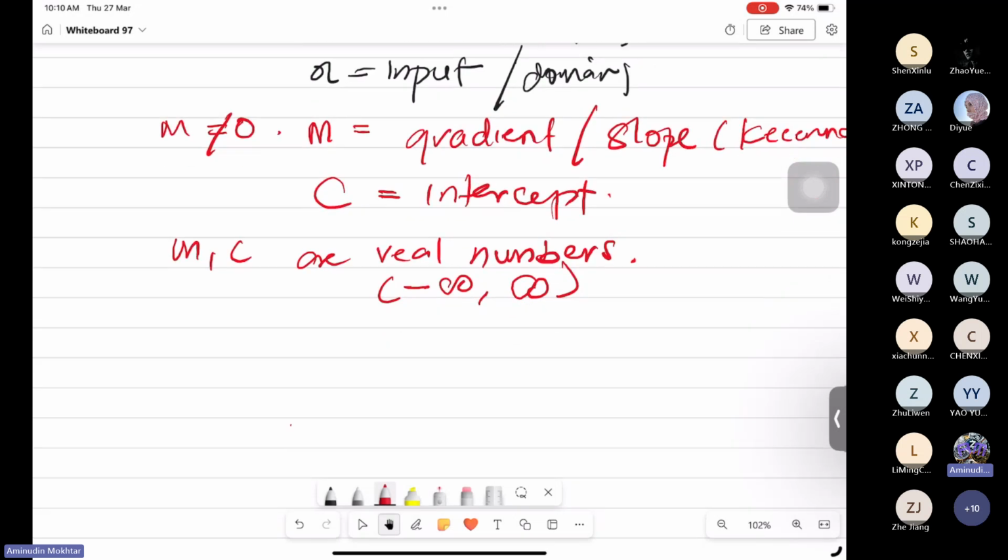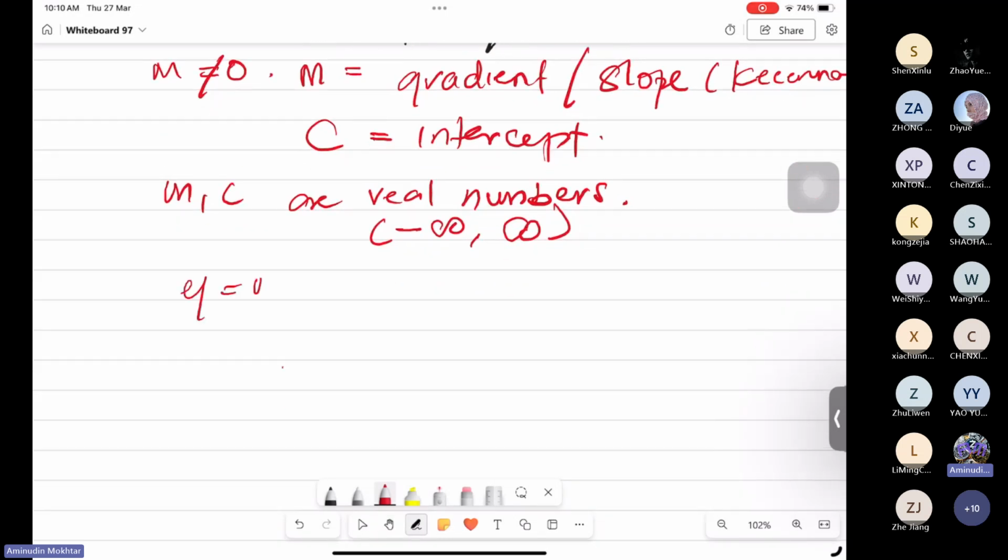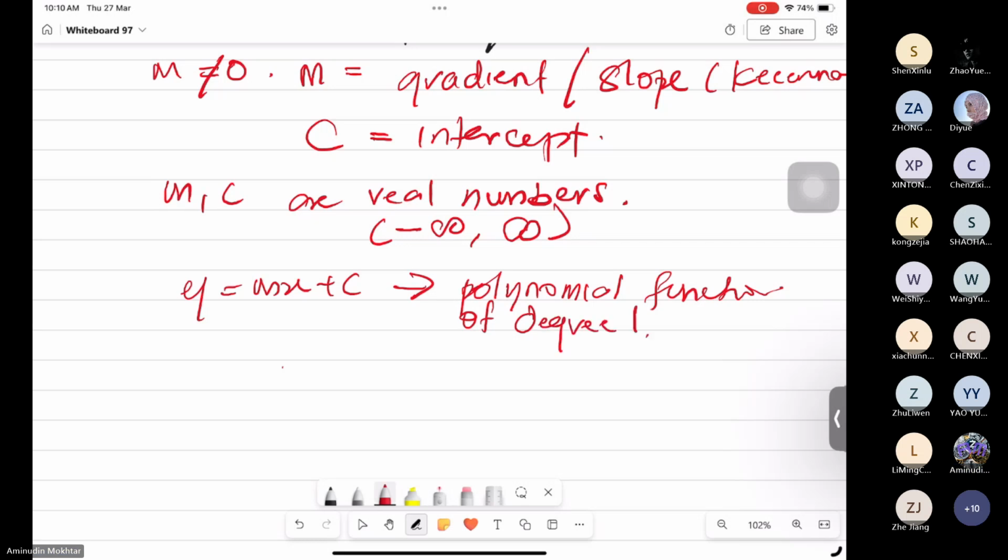This linear function y equal to mx plus c is also known as a polynomial function of degree 1. And then when we draw the linear function, it will produce a straight line that intersects the y-axis, and has a gradient.